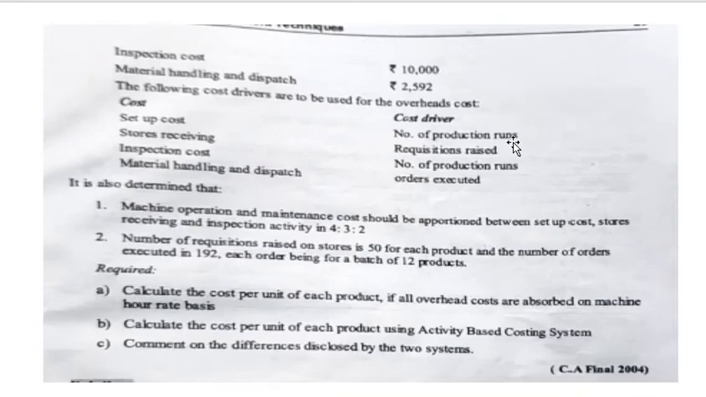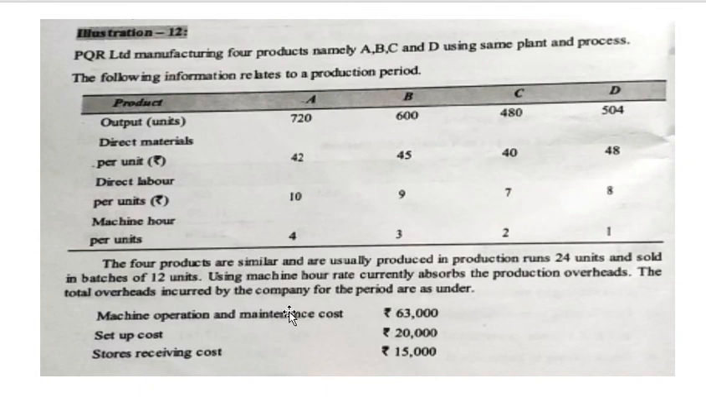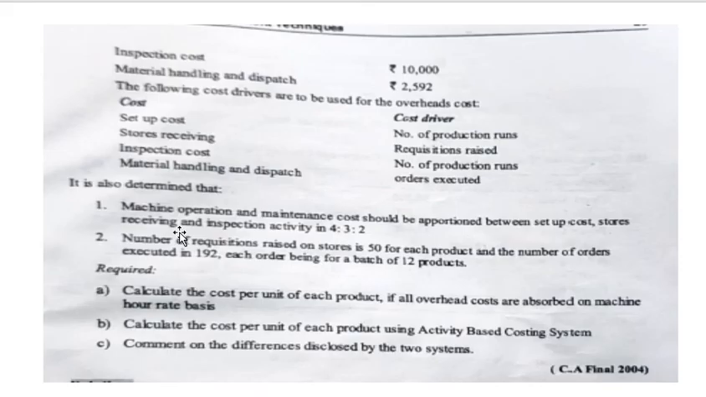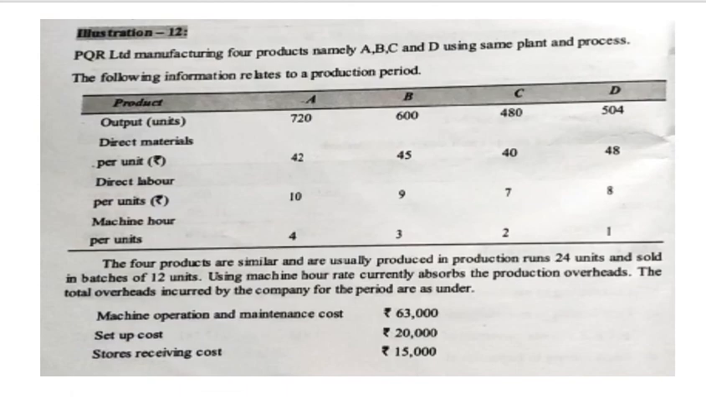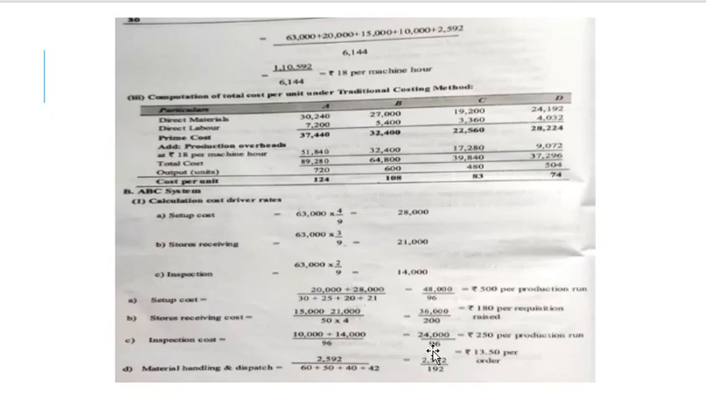Next, as you have been given the cost driver for each activity, for stores receiving it is requisitions raised. So look into the question, is anything about requisitions given? Here nothing is mentioned about requisitions, so please continue the question. When you continue, they have given the number of requisitions raised on stores as 50 for each product. So there are how many products here? There are 4 products. So 50 into 4 gives you 200. So the total requisitions raised is 200.